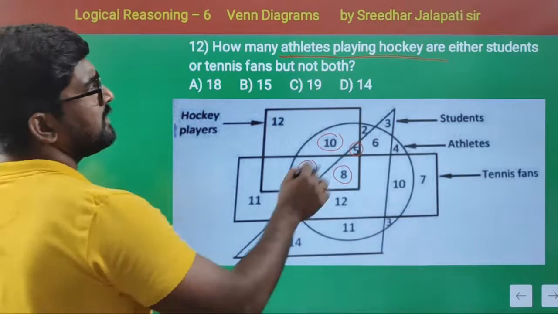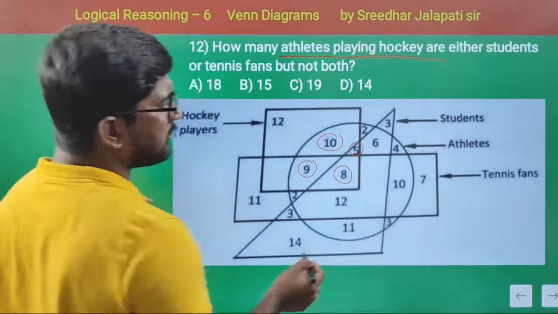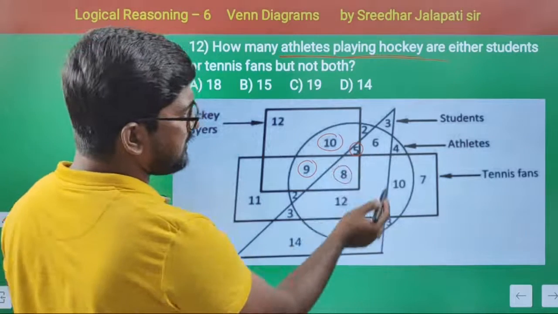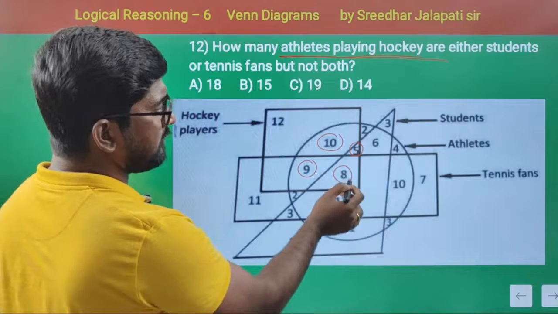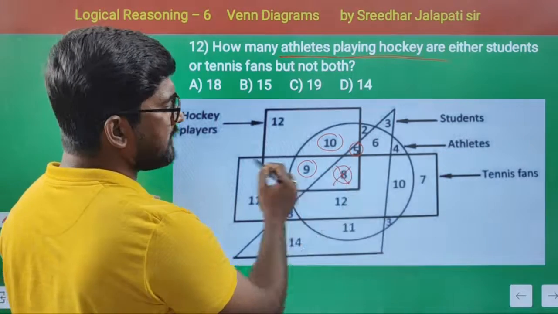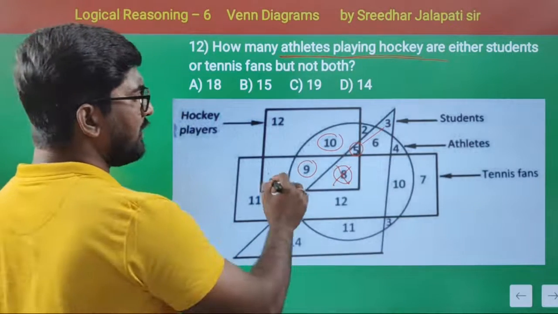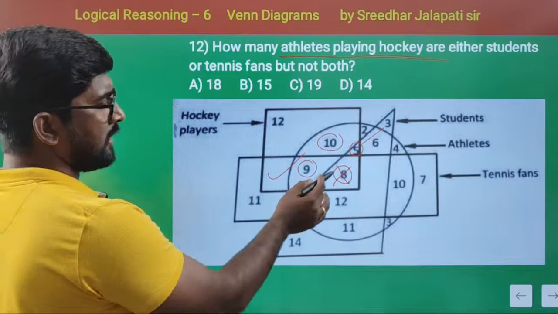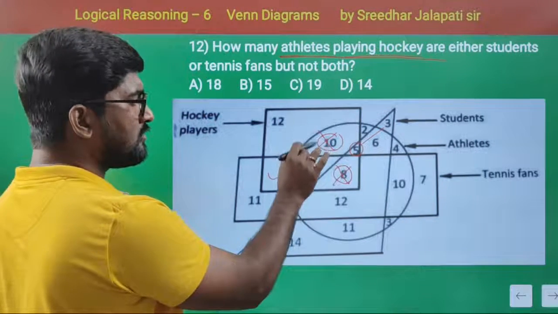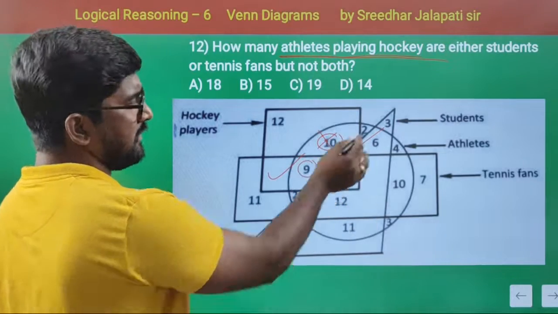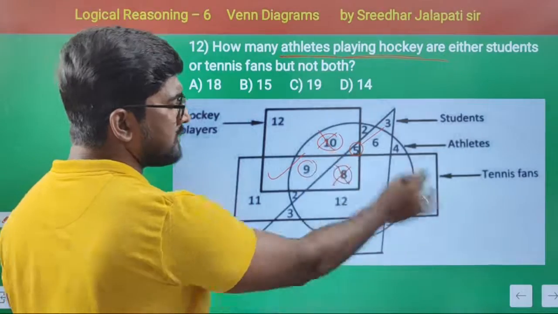right? Out of these, how many are either students or tennis fans? Students or tennis fans, but not both. So first of all, what is the intersection of students and tennis fans? That is both in triangle as well as rectangle. This 8 is in the tennis region, also in the student region. So I have to ignore 8. 9 I have to take because these 9 are tennis fans. 10 I should not take because these are not students, these are not tennis fans. 10 is not in triangle because they are not students, and 10 is not in tennis also. So I have to ignore.